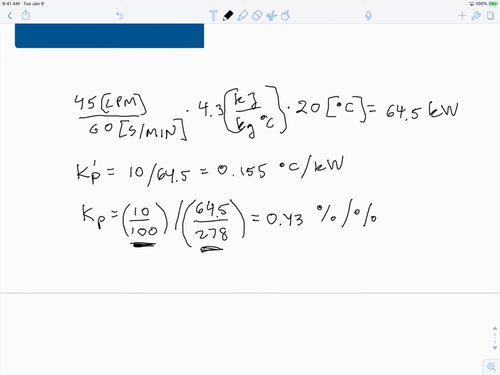This concludes part 1 of the series, and in the next segment, we'll look at the open-loop dynamic aspects of the process.